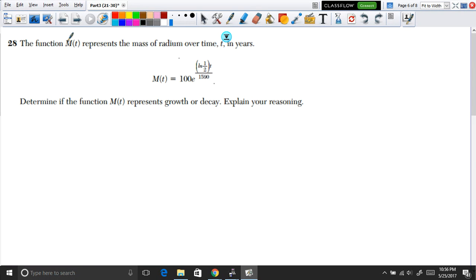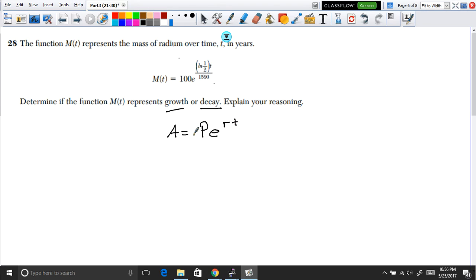Question 28 now. In question 28, we have the following. We have some function, m of t, which represents the mass of radium over a period of time. Cool. So we want to determine whether the function represents growth or decay. Now, how can we find out if it's growth or decay? Well, it seems like this is an exponential function. And because it's an exponential function, it should follow the format of e to the rt.